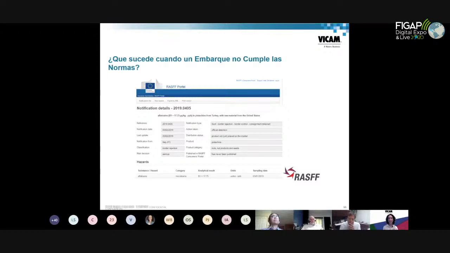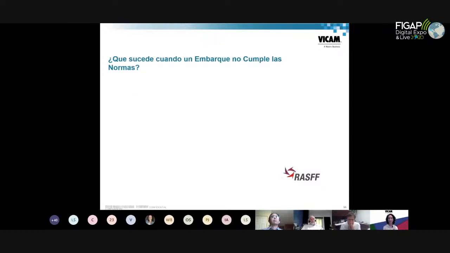And you can see here an example of a report, a notification that came from one of the European Community countries that received a product that had high levels of aflatoxin. These are the notifications that circulate once contamination has been detected in a shipment, and that notification goes to all European countries.